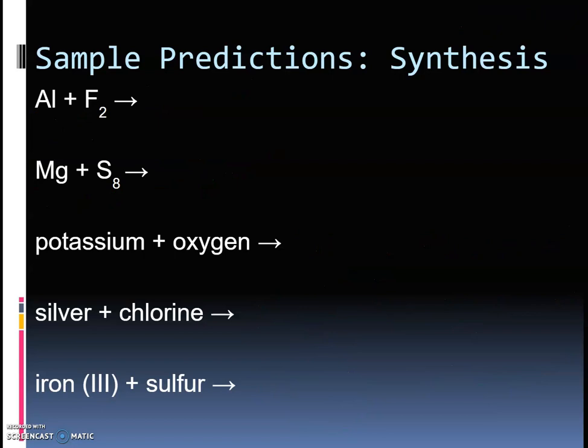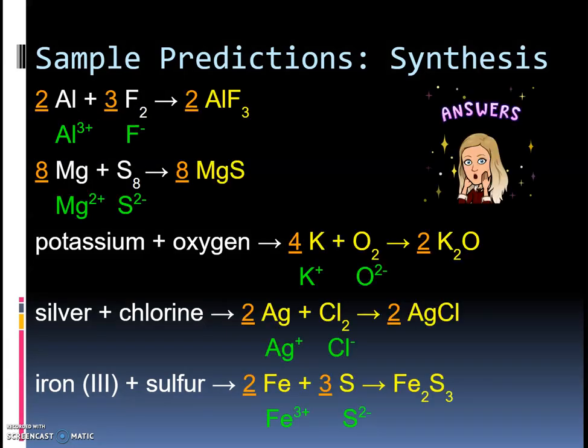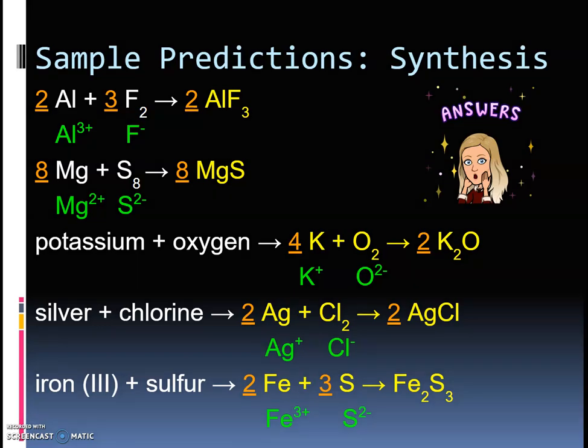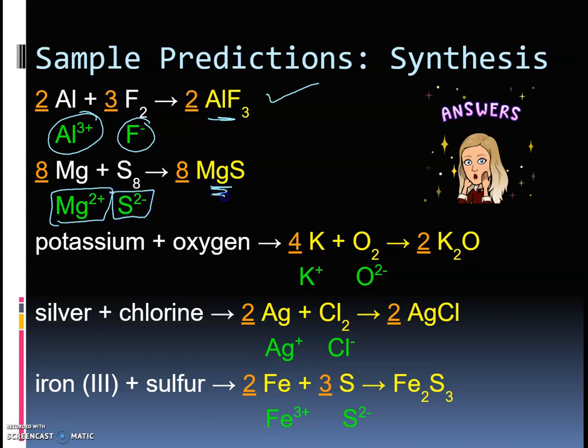If you can't read my handwriting, here are all of the answers for you. But again, follow the ions. Ions, ions, ions. Okay, so we have Al3+, F-, making AlF3, and then balance accordingly. Mg2+ and S2-, making MgS, and balance accordingly.